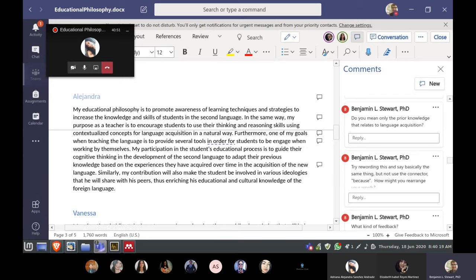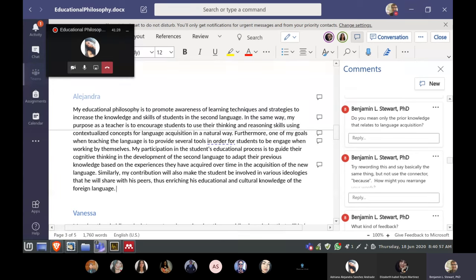Similarly, my contribution will also make. Yeah, same thing here. And this is for everyone, guys. Just take a look at any examples where you're using the future tense and try changing it to the present tense and seeing how it sounds. If you say, I contribute, similarly, I contribute to making students more involved in various, right? That sounds a little bit different than I will also make the student be involved.